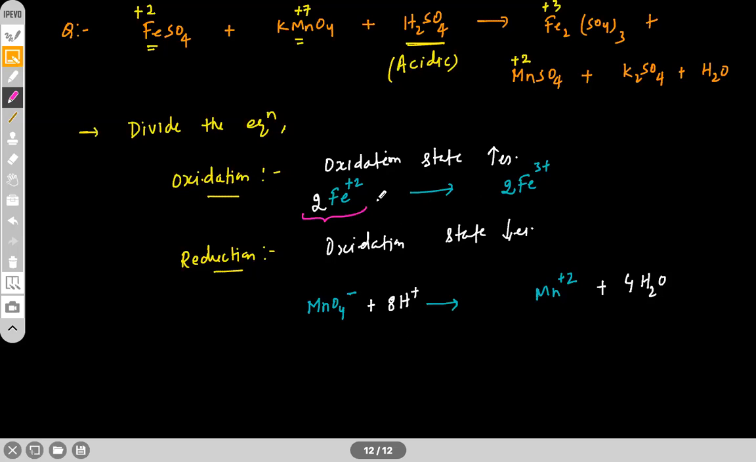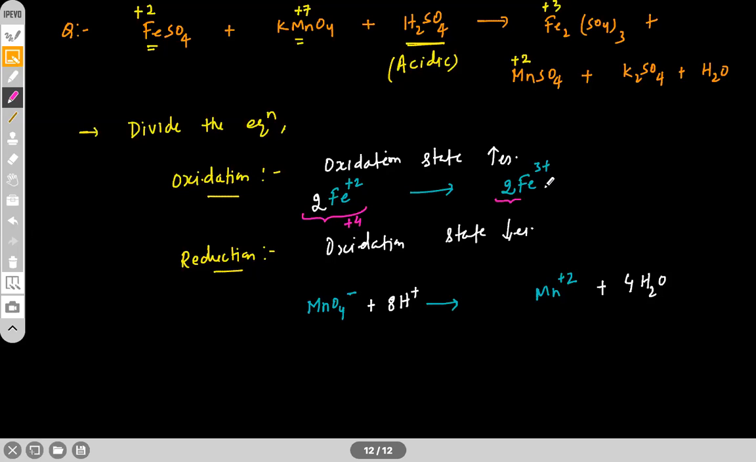+4. Yes, total charge is +4. Are you getting it, Kshitij? +4, right? 2 Fe2+ and 2 into 2, +4 this side.